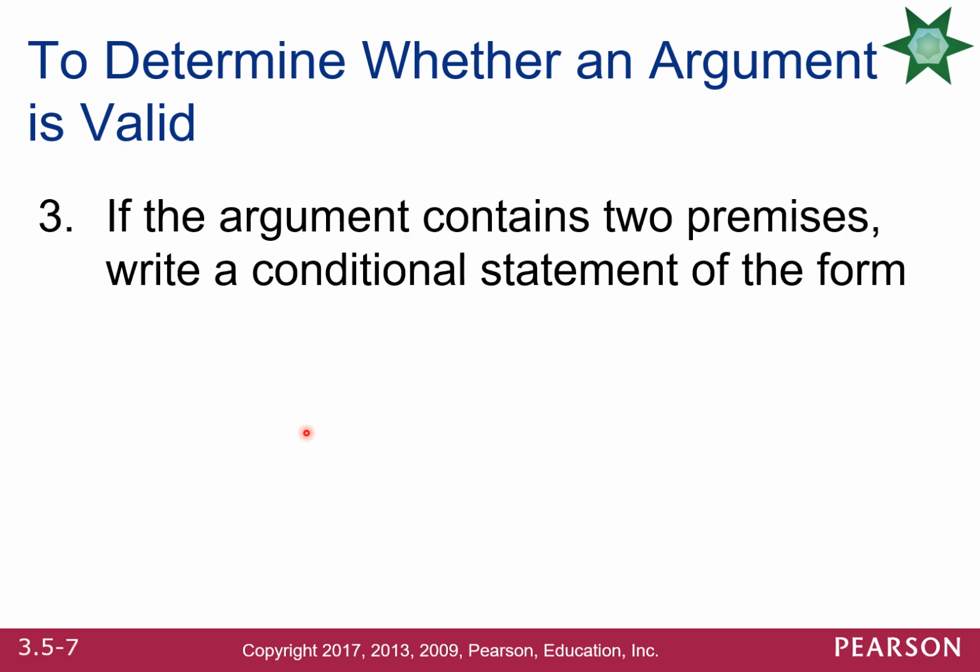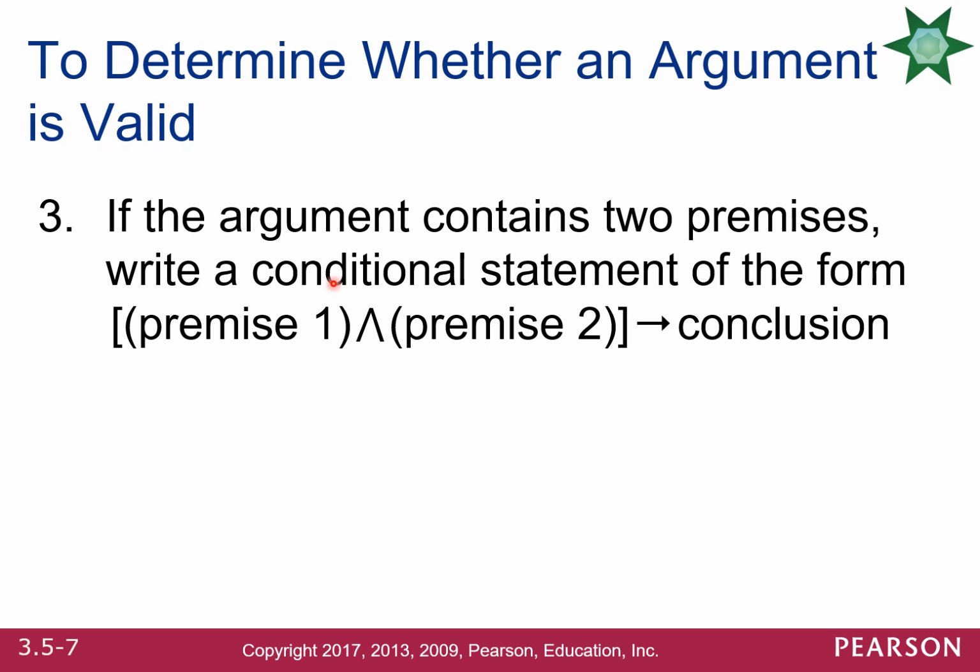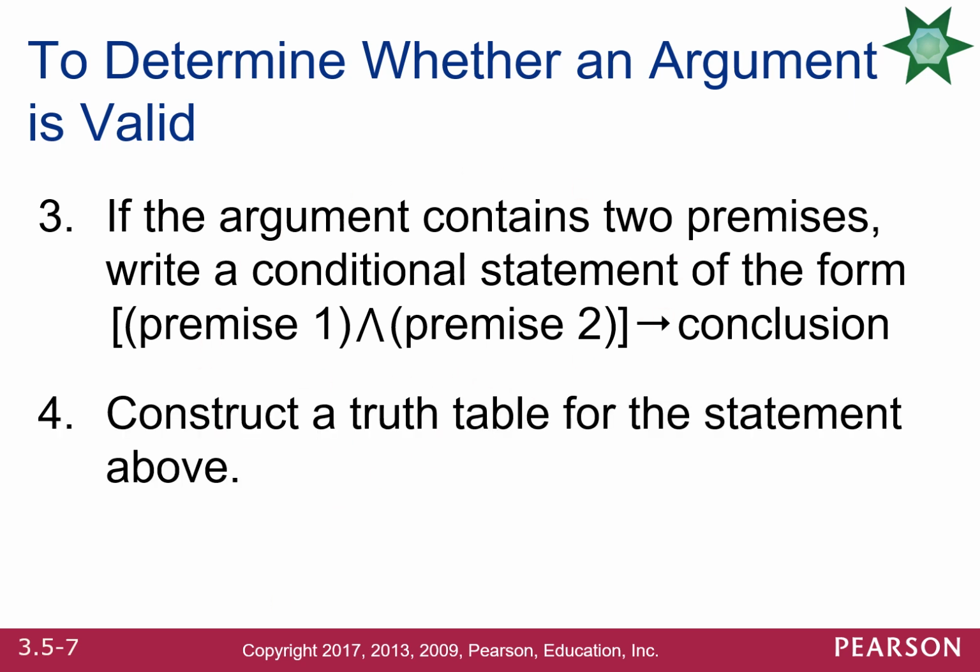Step 3 says, if the argument contains two premises, write a conditional statement of the form premise 1 and premise 2, followed by the conditional symbol and then the conclusion. So it reads as: if premise 1 and premise 2, then the conclusion. This is what the law of detachment was. In step 4, it says construct a truth table for the statement above. Let's see what step comes after that.